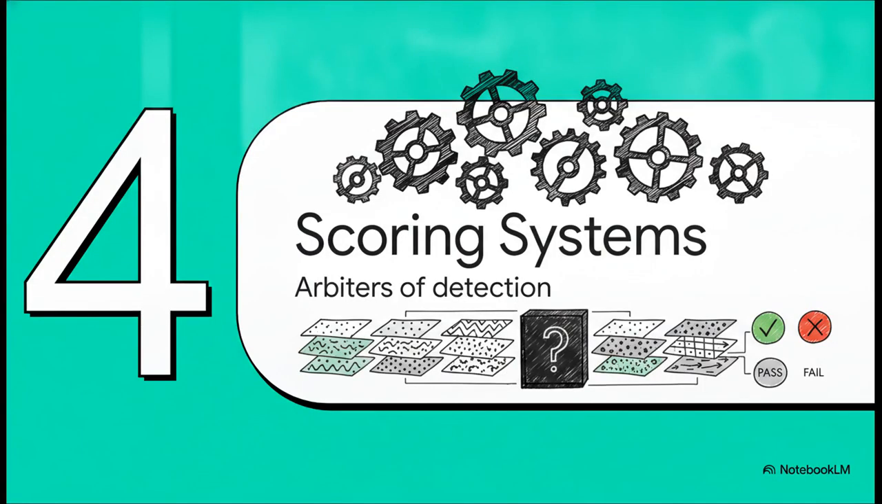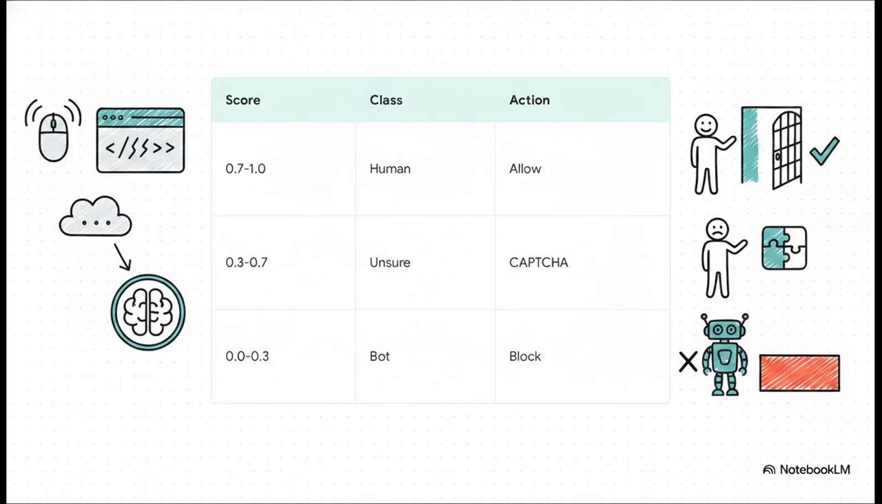roof. Section 4. How scoring systems work, the arbiters of detection. So how do they synthesize all this? Let's look at the reCAPTCHA v3 scoring system. This thing runs completely invisibly in the background. It grabs your JavaScript environment, your mouse patterns, historical Google cookies, your IP reputation, and it boils all of that down into a definitive score from 0 to 1.0.